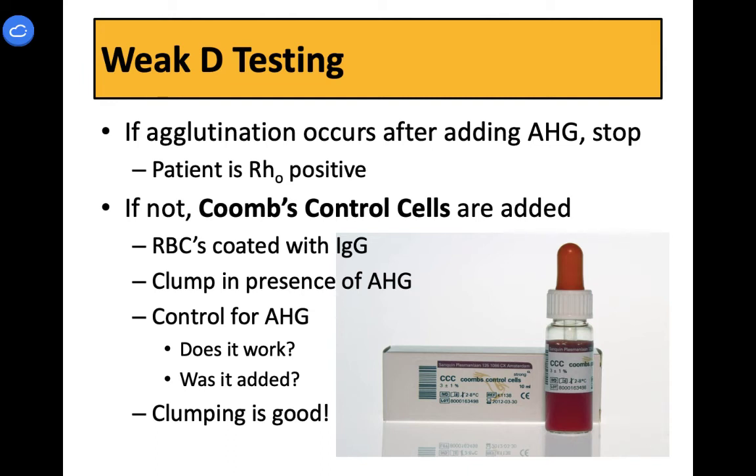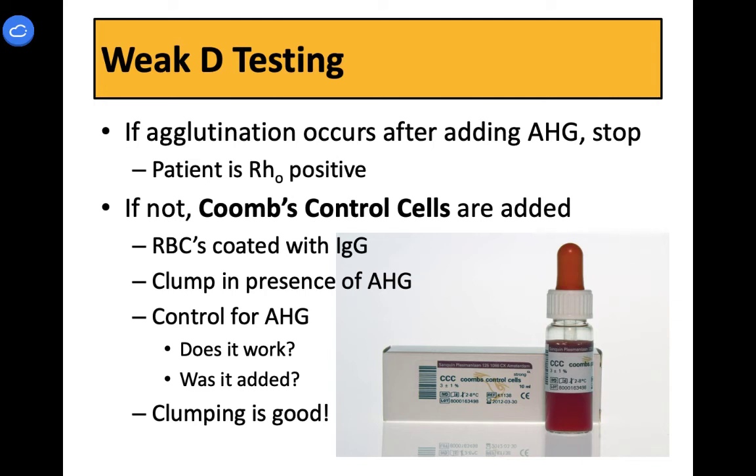Coombs control cells are controls for antihuman globulin. Number one, if you mix AHG with Coombs control cells, it should clump. If you do this test and it doesn't clump, it probably means something's wrong with your Coombs reagent or your AHG. They're the same thing, remember.